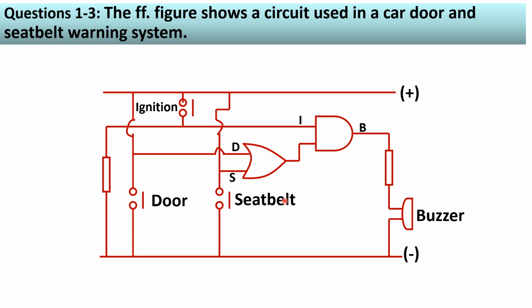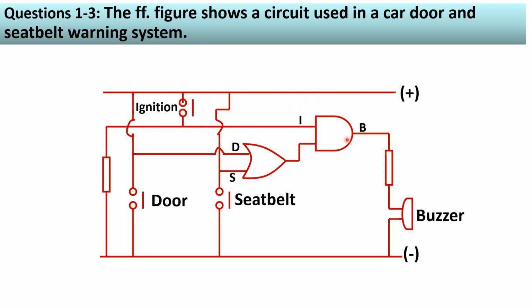And there are two gates shown here. This is the OR gate. The two input terminals are labeled D as in door and S. The first input terminal to the OR gate is the switch representing the door, and the other one is the seat belt. So S stands for seat belt and D for door.